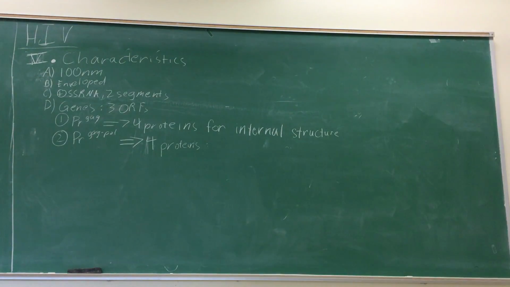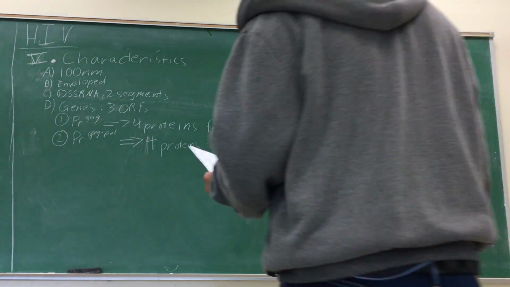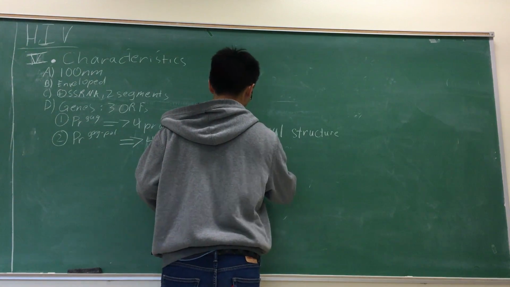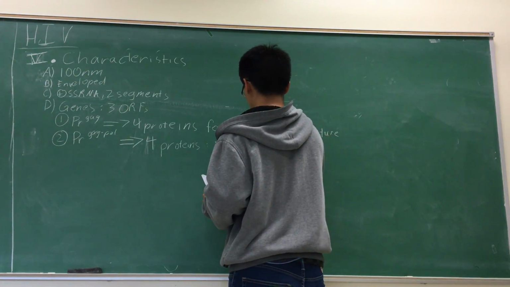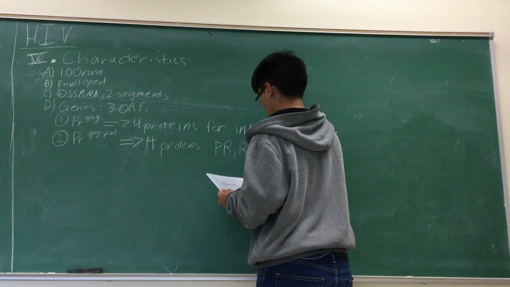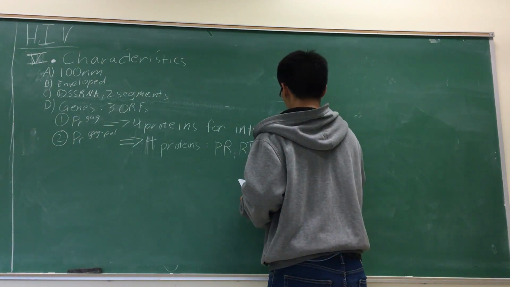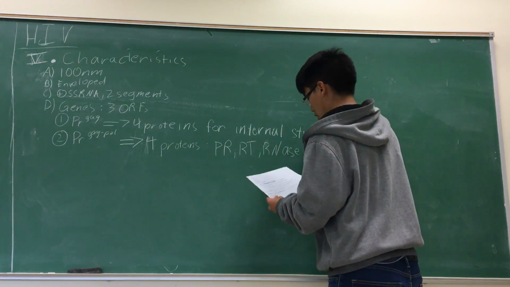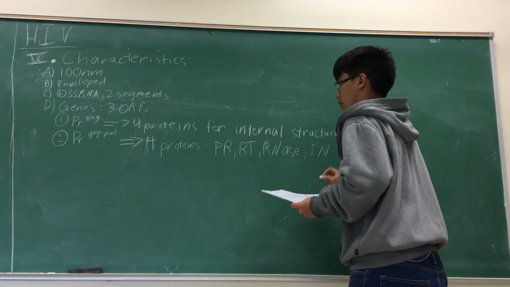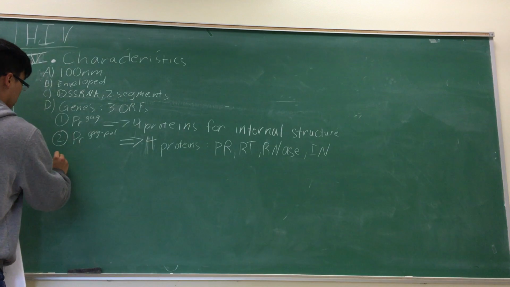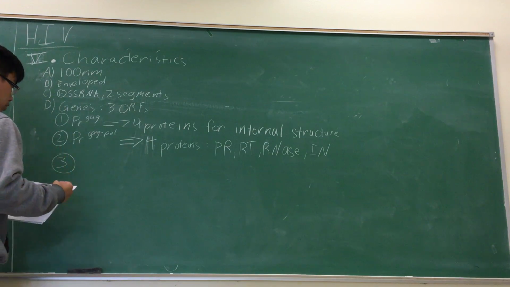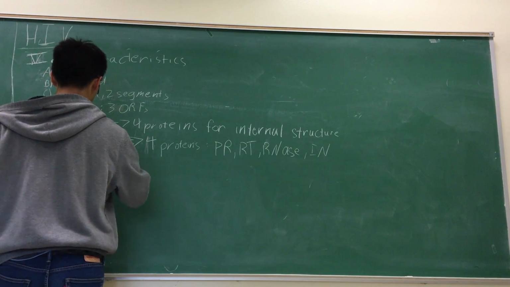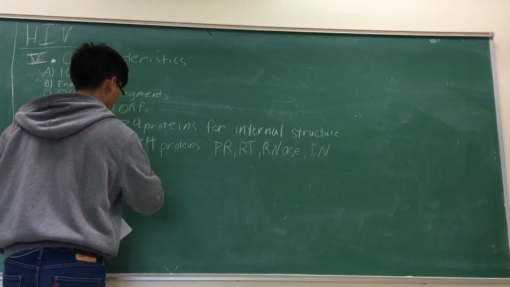Okay, 4 proteins: protease, reverse transcriptase (RT) and RNase, so it can degrade the RNA strands when it's converting from RNA to DNA, and integrase, so it can put itself inside the cellular genome to hide itself. And then precursor envelope. It's 2 proteins.